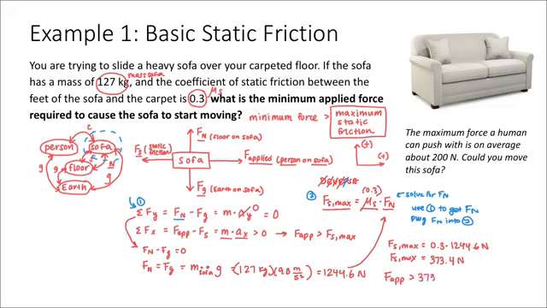And so what that means is that our minimum applied force, right, the applied force must be anything, even 0.1 newtons, greater than 373.4 newtons, right? That's from my second law equation right here.